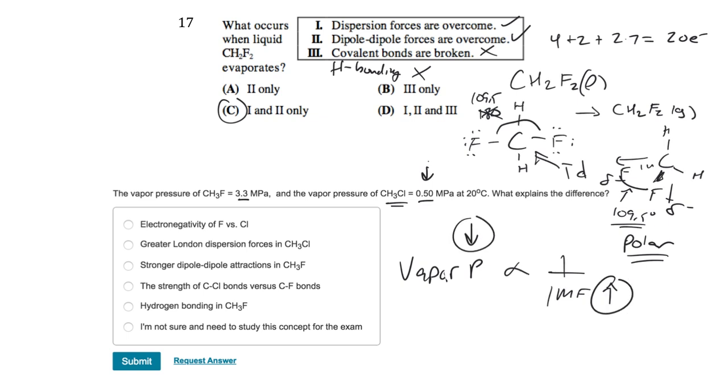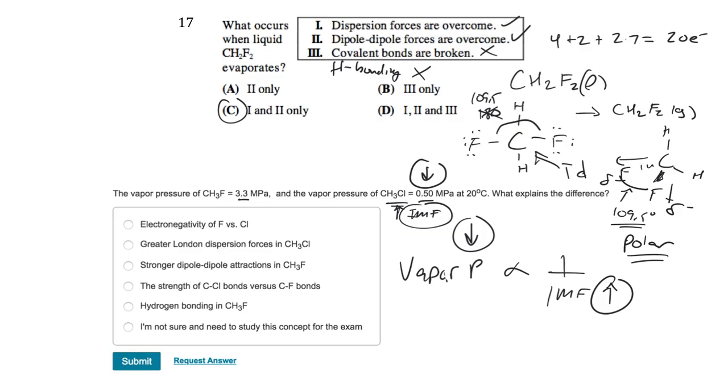If we have high intermolecular force, we have a low vapor pressure. So a lower vapor pressure implies a greater intermolecular force. So the intermolecular force in CH3Cl is greater than the total intermolecular force in CH3F, just by virtue of comparing their vapor pressures at the same temperature. And so that's just telling us we have a stronger force of attraction.